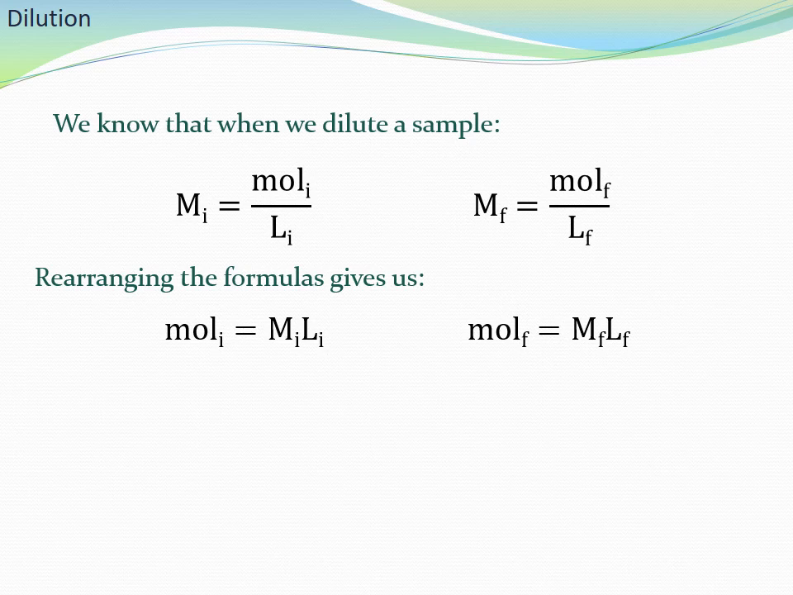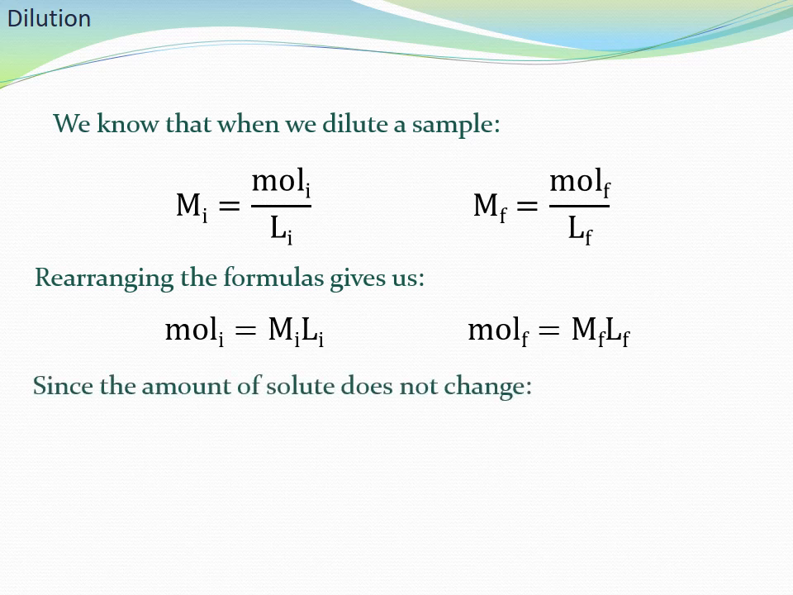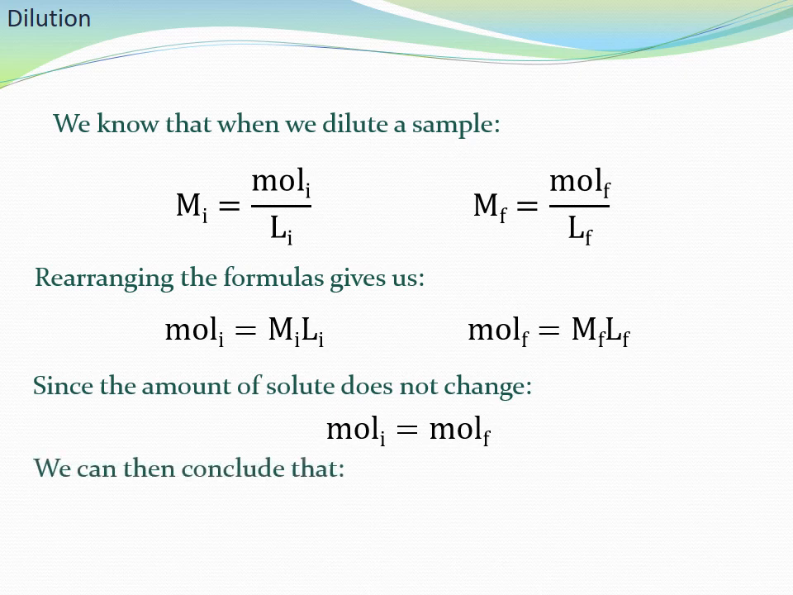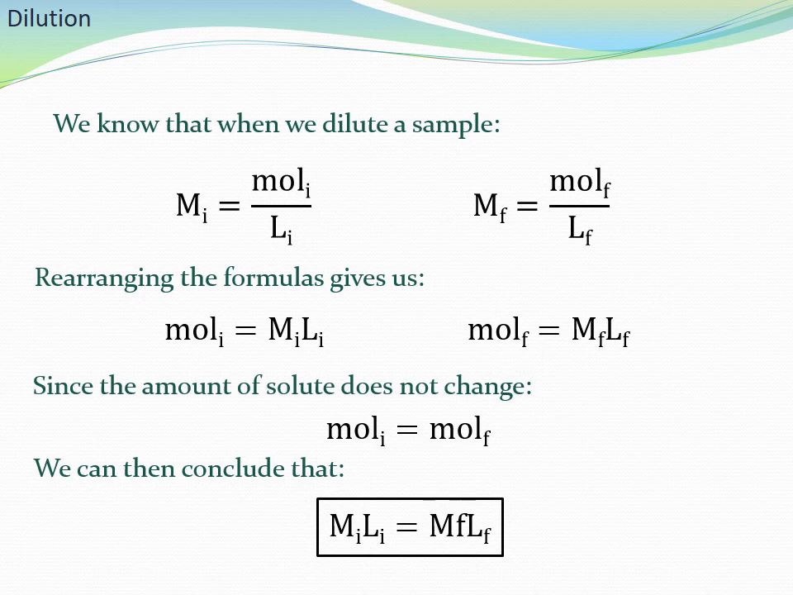We said that when we do a dilution, the amount of solute does not change. So since the amount of solute does not change, moles initial equals moles final. And since moles initial equals MiLi and moles final equals MfLf, we can then conclude that MiLi equals MfLf. This is not on your formula sheet, so please take the time to add this formula to the formula sheet.